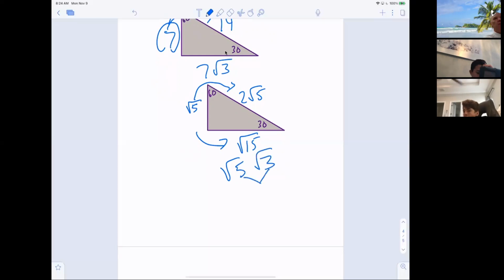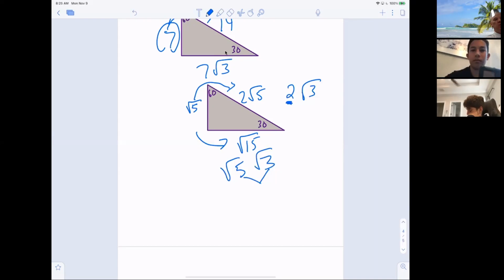Are you allowed to multiply radicals? Yes. Are you allowed to add radicals? Not unless they're the same. Are you allowed to multiply a rational number, which is 2, and an irrational number, which is radical 3? Can I multiply those together? No. Only rationals are multiplied by rationals, and irrationals are multiplied by irrationals.